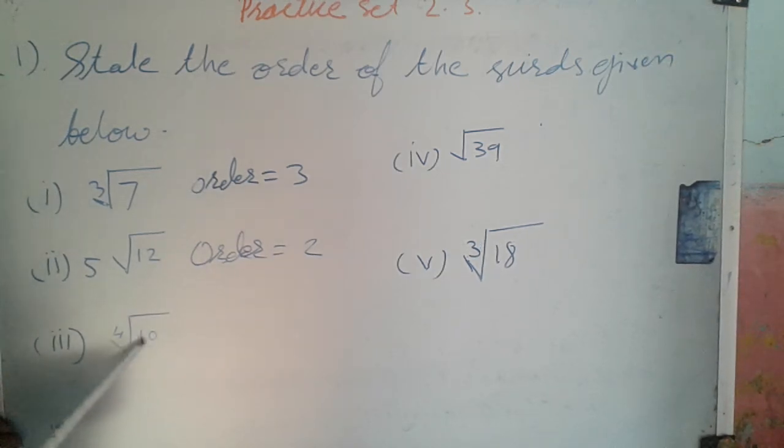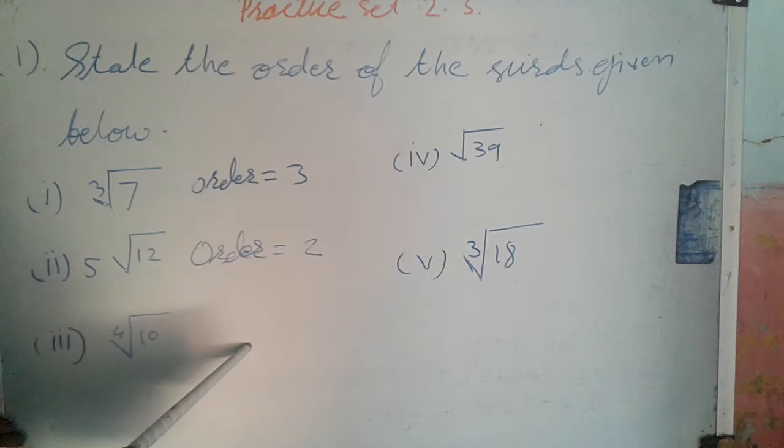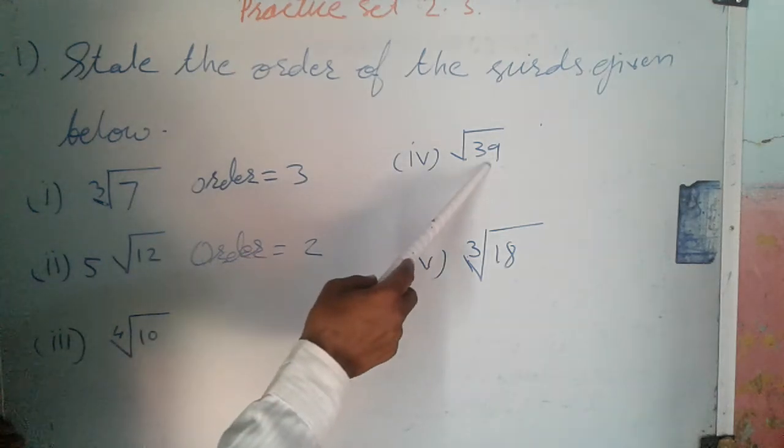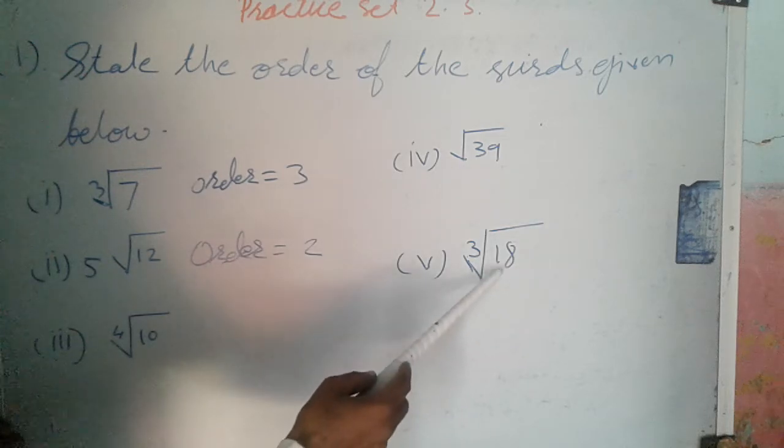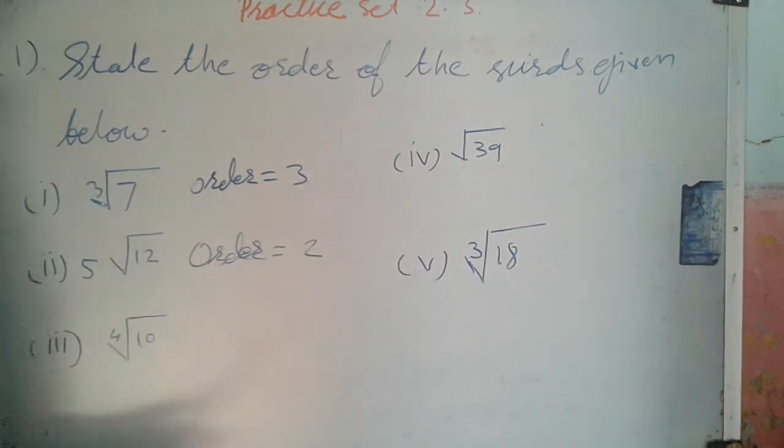Fourth root of 10, that means order is 4. Square root of 39, order is 2. Cube root of 18, order is 3.